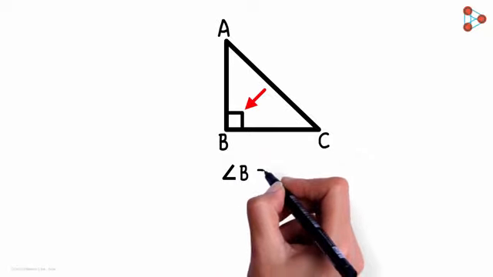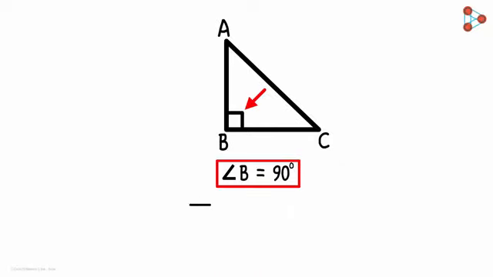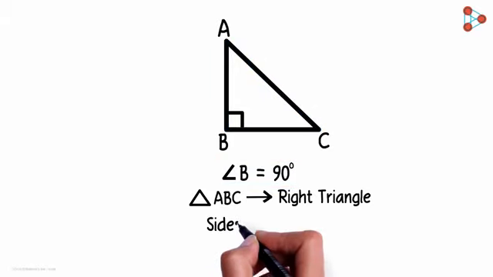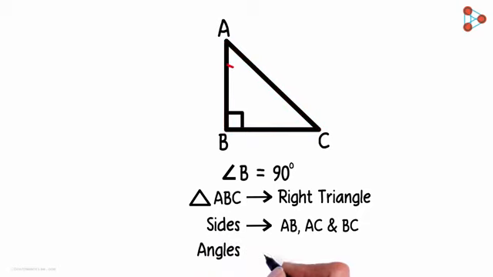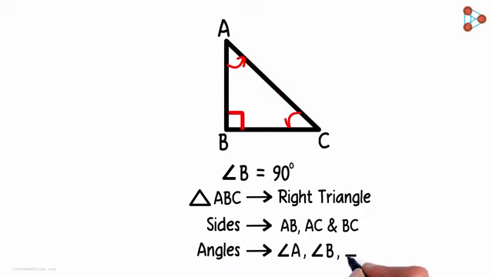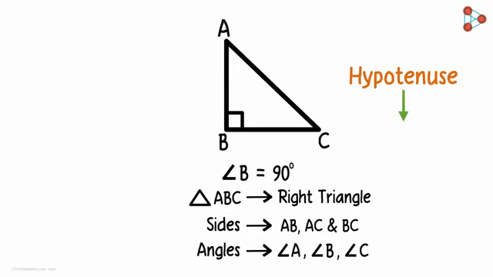Here angle B measures 90 degrees, which means that triangle ABC is a right triangle. It has three sides, AB, AC and BC, and three angles, angle A, angle B and angle C. Do you remember what the hypotenuse is? The side which is opposite to the 90-degree angle is called the hypotenuse.